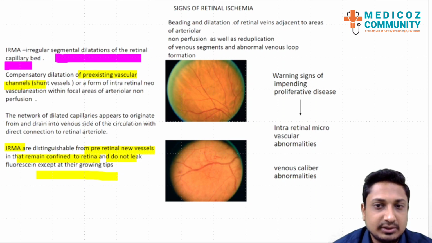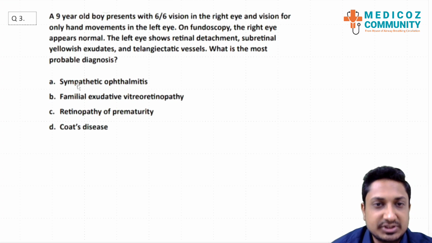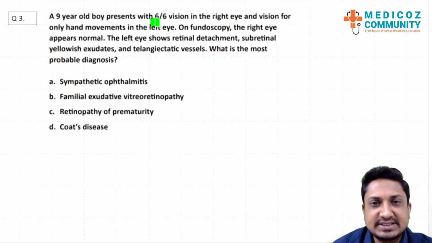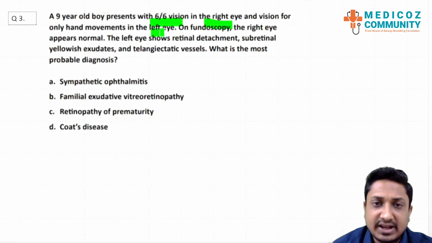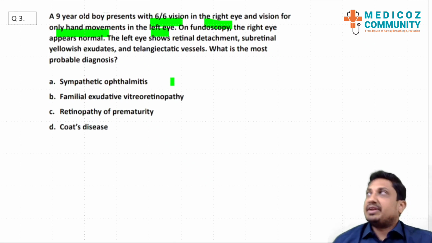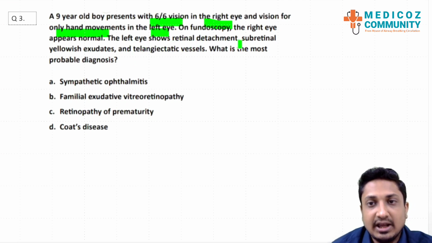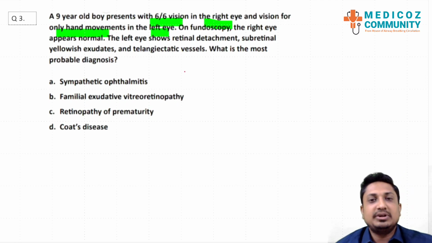Okay, so moving on to the next question. Next question is question number 3. They say that a 9-year-old boy presents with 6/6 vision in the right eye, and in the left eye he has only hand movements vision. On fundoscopy, the right eye appears normal, while the left eye shows retinal detachment, that is RD, along with subretinal yellowish exudates and telangiectatic vessels. What is the most probable diagnosis?